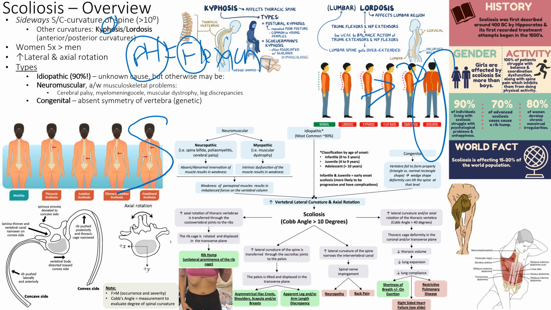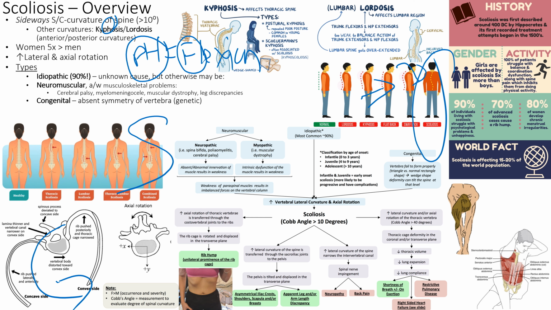So it happens in women 5 times more than men. It's usually discovered at a young age, school age, right? So you have a lateral and axial rotation. Axial means it's on its axis, it's spun to the left or right, right? So you can see how it is spun this way, right? So everything is shifted, right?